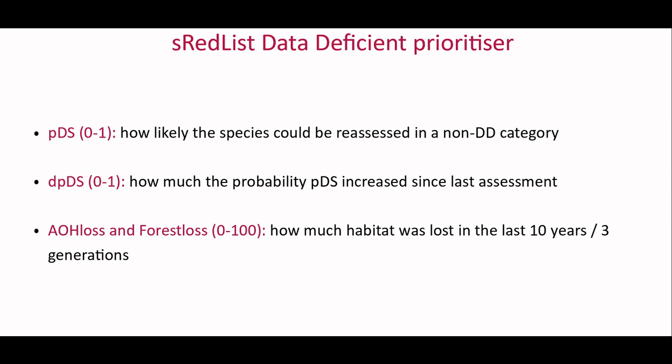AOH loss and forest loss. This is how much habitat, or forest for forest specialists, was lost in the last 10 years or 3 generations. If it's above 20%, it means that you can probably reassess the species in a threatened or near threatened category based on this information. We then merge these different indices in a global priority index called prioritiser. We suggest that species with prioritiser closest to 100 should be the first to be reassessed.